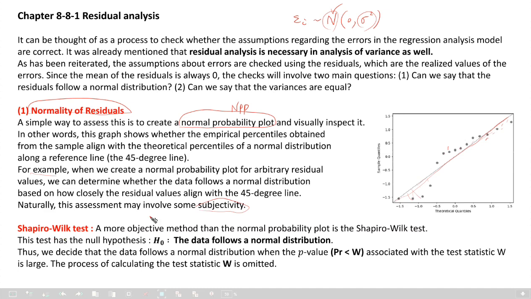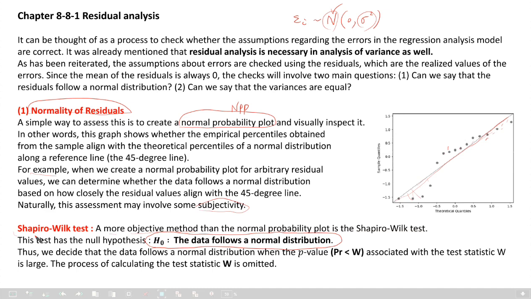But that is subjective. So an objective method is the Shapiro-Wilk test. The Shapiro-Wilk test is a more objective method than the normal probability plot. This test has the null hypothesis H0: the data follows a normal distribution. So for any data, if you want to check whether the data follows a normal distribution, you may use the Shapiro-Wilk test.